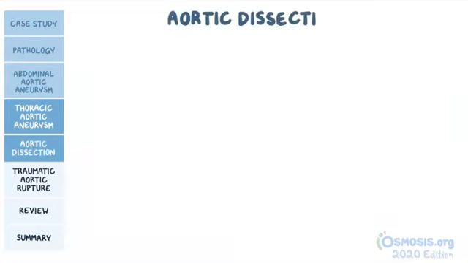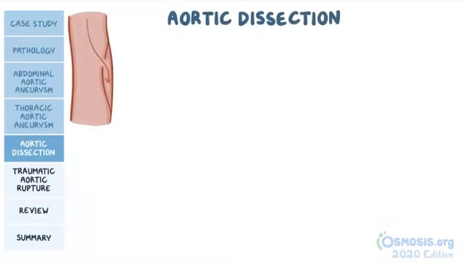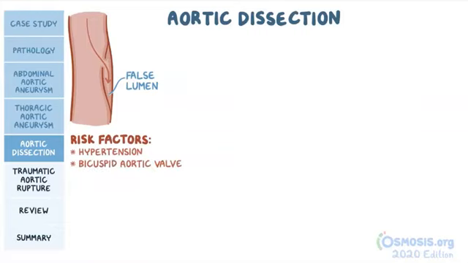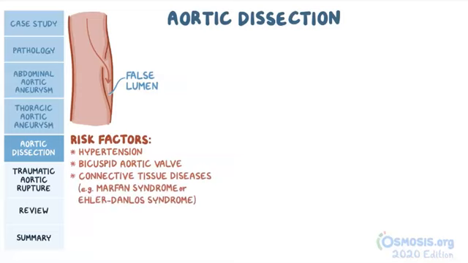Okay, an aortic dissection is an intimal tear that allows blood to seep into and split the aortic wall, creating a second false lumen. Risk factors include hypertension, which is the most common cause, bicuspid aortic valve, connective tissue diseases like Marfan syndrome and Ehlers-Danlos syndrome, and the use of amphetamines or cocaine.